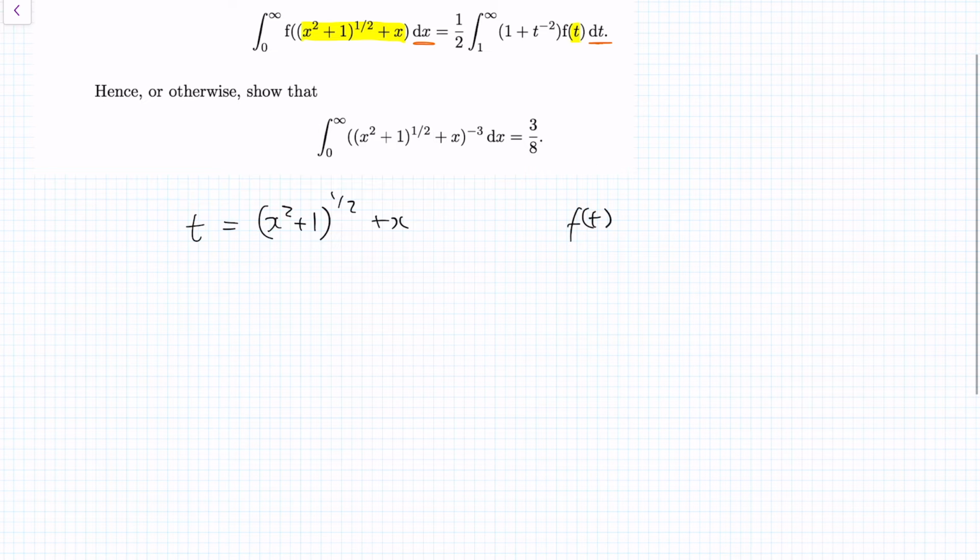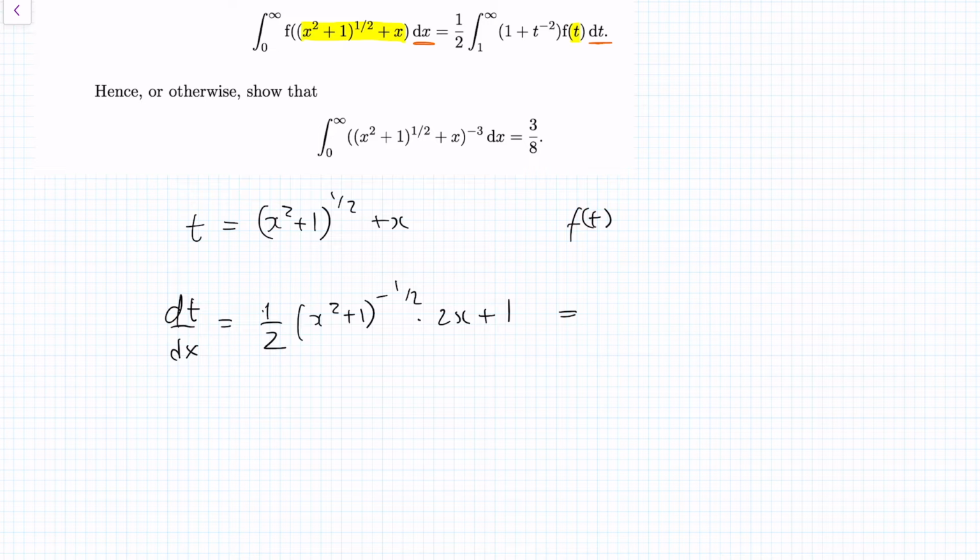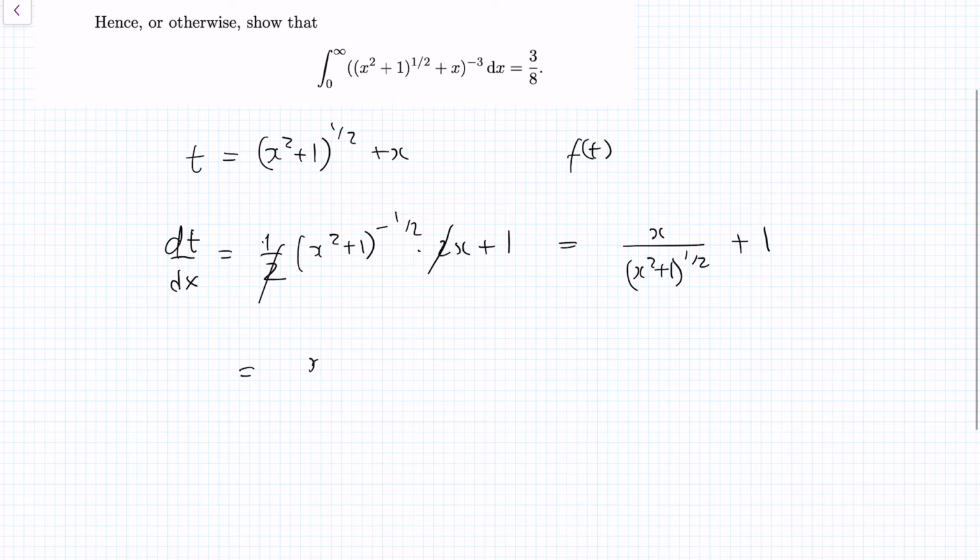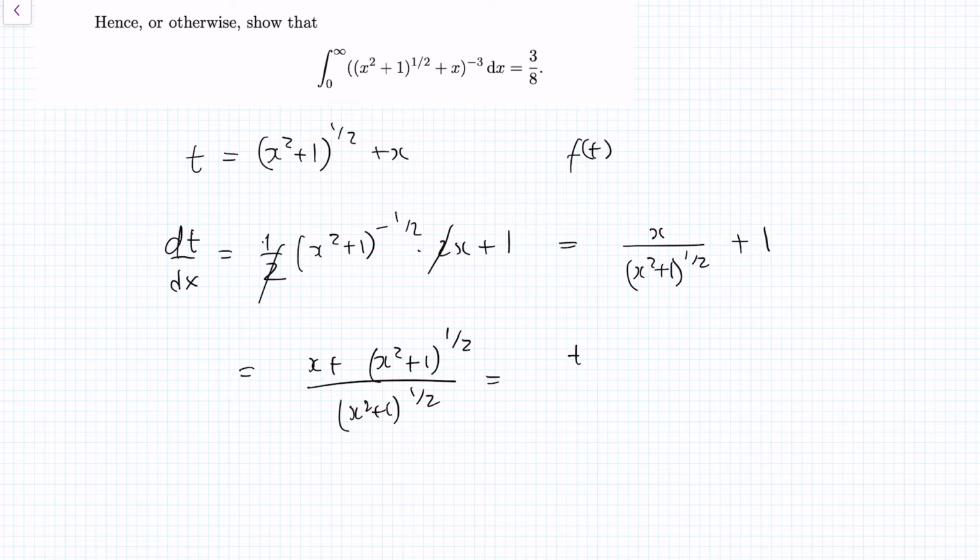So the best way to do that is look at dt/dx, which is equal to a half, that's (x squared plus 1) to the minus a half times 2x, plus 1. If you simplify that, the 2's will go. That would be x over (x squared plus 1) to the half, plus 1. Common denominator: (x squared plus 1) to the half, divided by (x squared plus 1) to the half. That's the same as t minus x. Why? Because that's the precise definition of t, and if you make that the subject in this definition, you get t minus x.